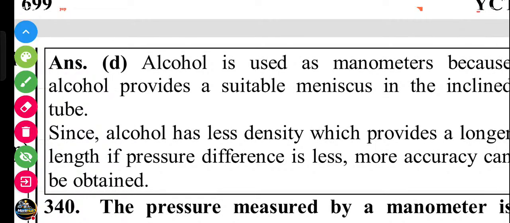Alcohol is used in manometers because it provides a suitable meniscus in the inclined tube. Since alcohol has less density, it provides a longer length. If the pressure difference is small, more accuracy can be obtained.